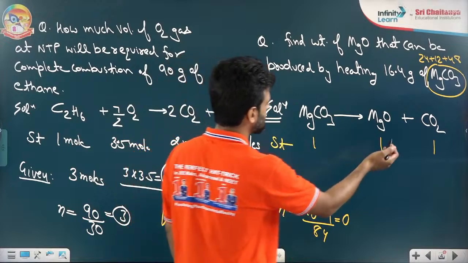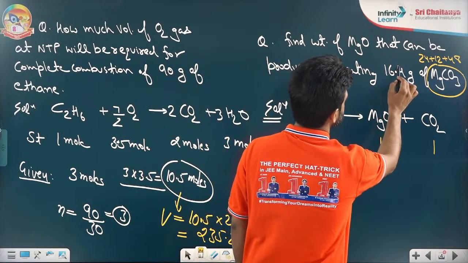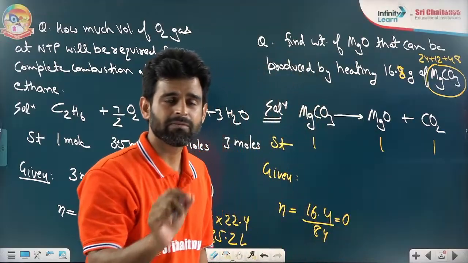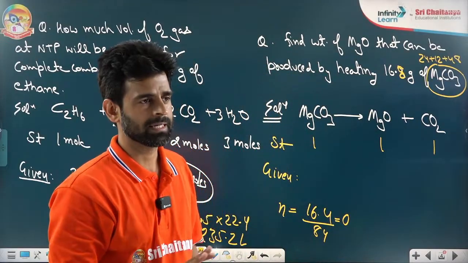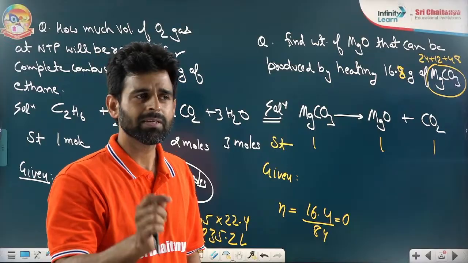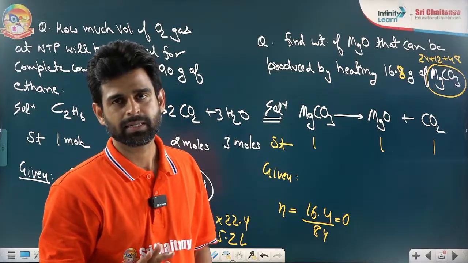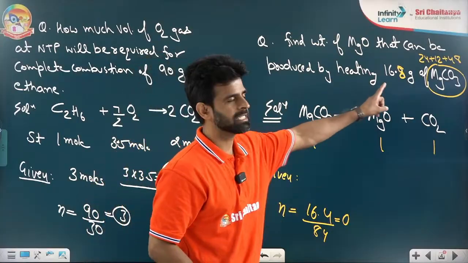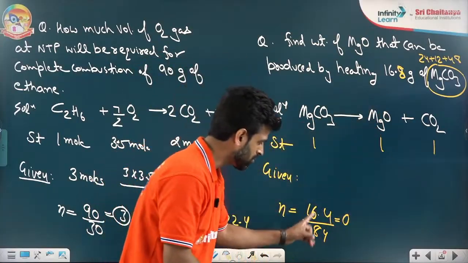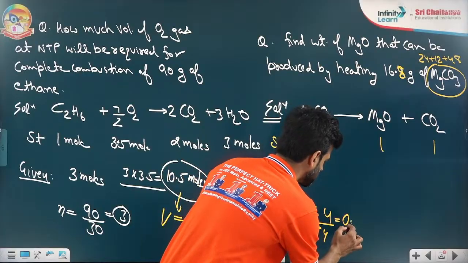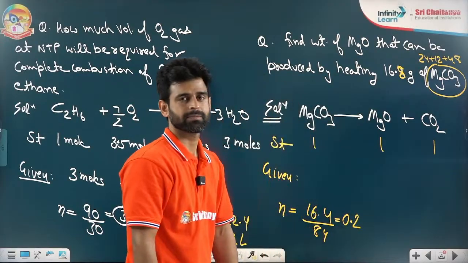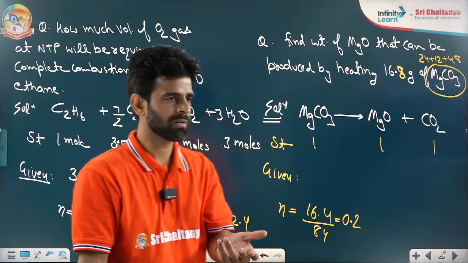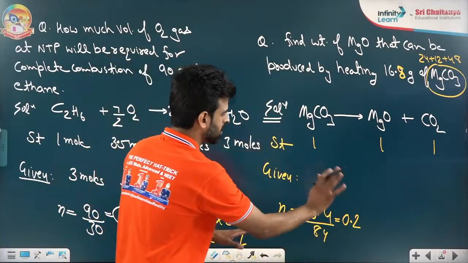I gave you how much? 16.4. Let me make it easy for you. I am making it 16.8. Whatever they gave you, you have to use that only. But to make the question easy, I am making a little change. I am taking 16.8 so that you can solve more easily. And how much is coming from here? 0.2 moles. Otherwise it's coming 0.195. Okay, so imagine 0.2 is coming.